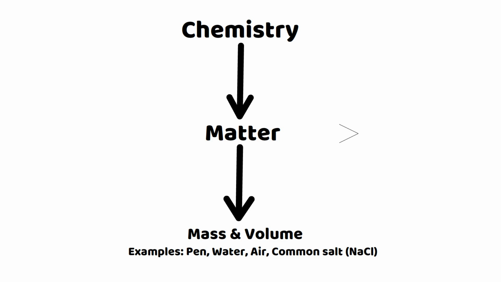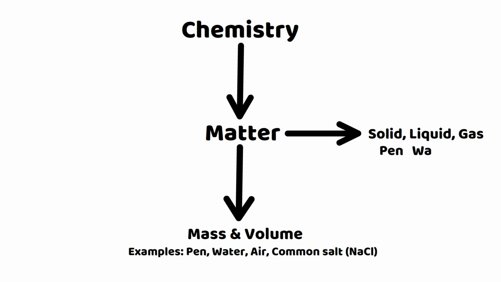Now, matter exists in three different states, that is solid, liquid, and gas. For example, the pen is a solid substance, water is a liquid matter, and air is an example of gaseous matter. This matter is made up of small particles. These small particles are called atoms.